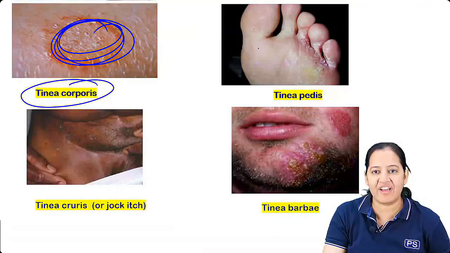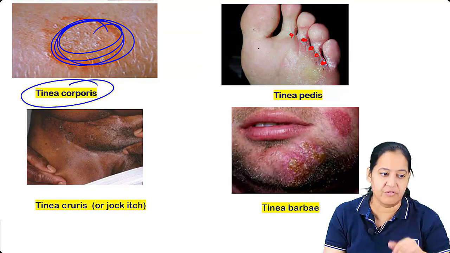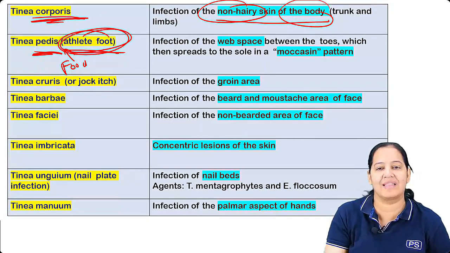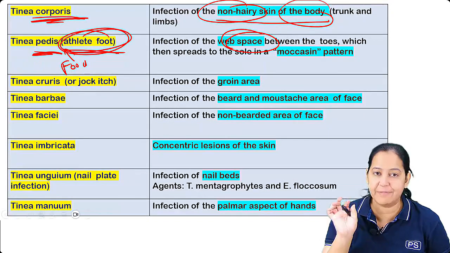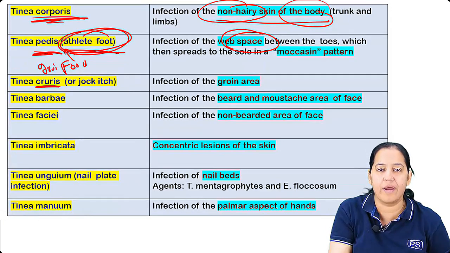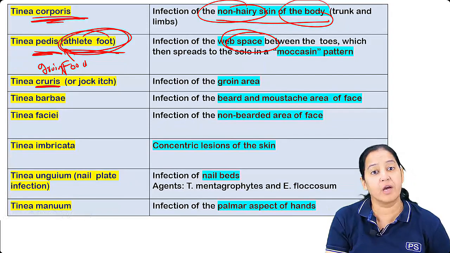Here the ringworm infection occurs in the web spaces of the foot. Pedis, also known as athlete's foot. The infection is in the web space of the foot. The next is tinea cruris. Cruris means groin. The groin region, the area around the penis and the area around the vulva.